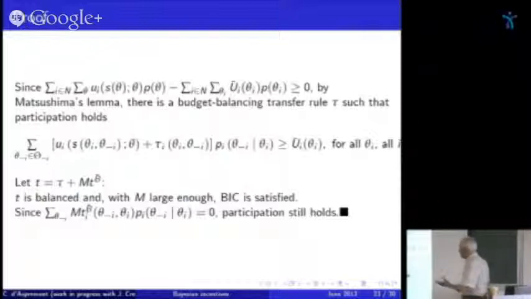The proof, of course, here is very simple, because what you do is you use a big M argument, in the sense that you can always, by Matsushima's lemma, find the budget balancing transfer rule. So participation holds, okay, because we have assumed the expected surplus assumption. And then you construct tau plus M times t_b, and of course taking M sufficiently large will erase all the counter-incentives, so you get incentive compatibility because you can take M very large. And because of the second condition of B, it will not affect participation, okay? Because this is equal to 0, multiplied by big M it's also equal to 0, so you don't affect participation, okay?